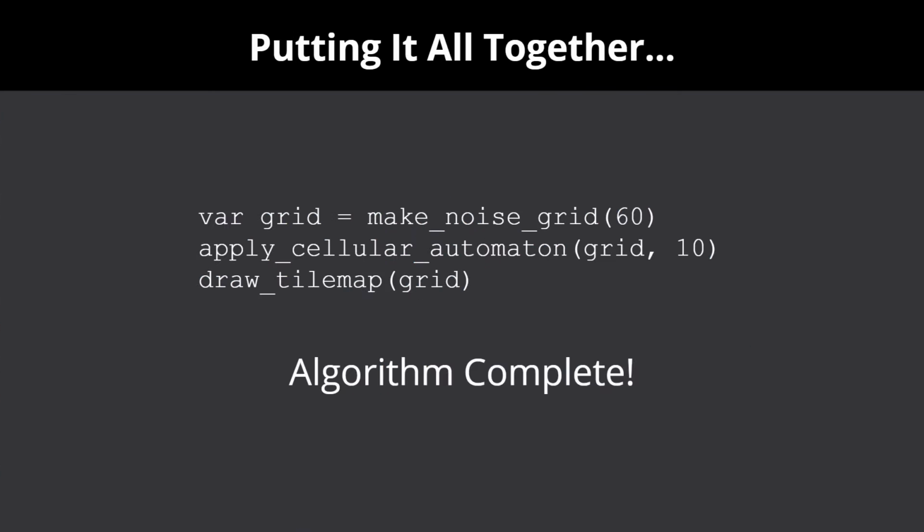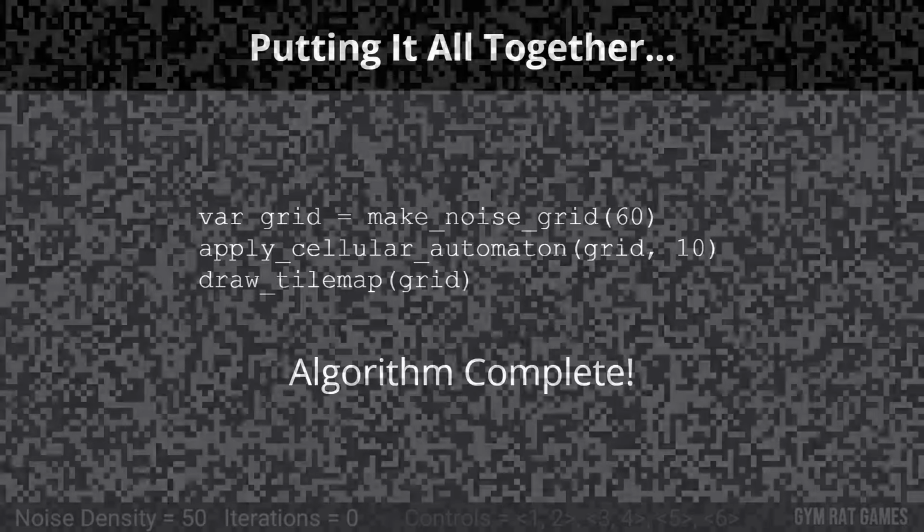Thinking on a more macroscopic level, there are 3 components to getting a procedurally generated map up and running. First, we create a noise grid with some density value. Second, we apply our cellular automata to the noise grid for a number of iterations. Finally, we draw the tile map onto the screen and observe the results.